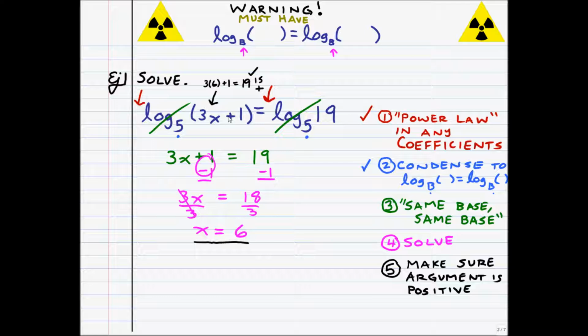That base argument works. On this side, 19 is definitely positive, so it works as well. Therefore, both arguments are positive, so we haven't violated any element from the definition of log. So we have our answer. In this equation, log base 5 of 3x plus 1 equals log base 5 of 19, we have that the answer is x equals 6. And so we have, in fact, solved the equation, which is nice. We've got an answer to the equation.